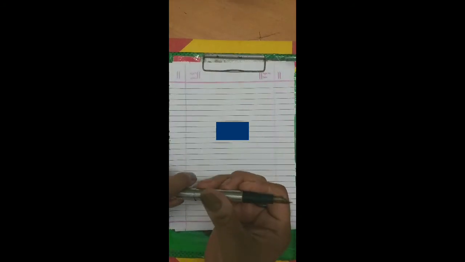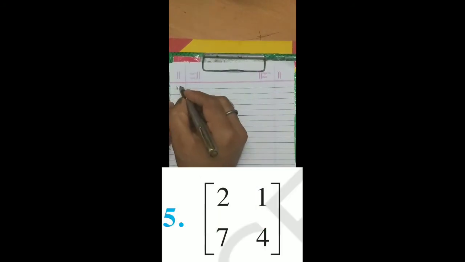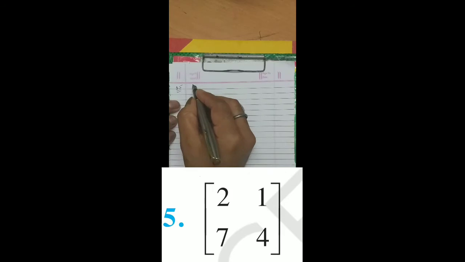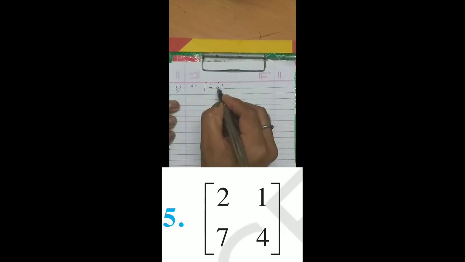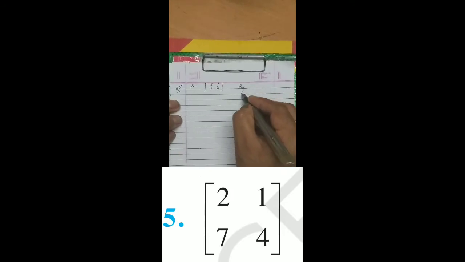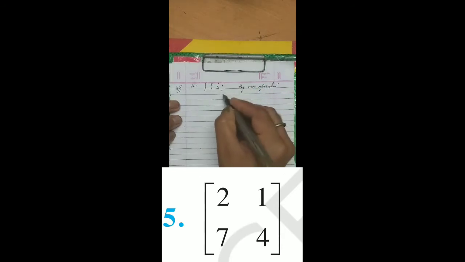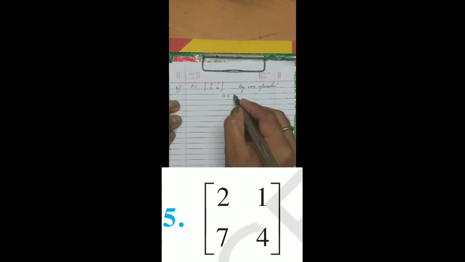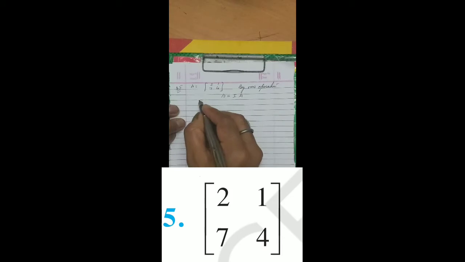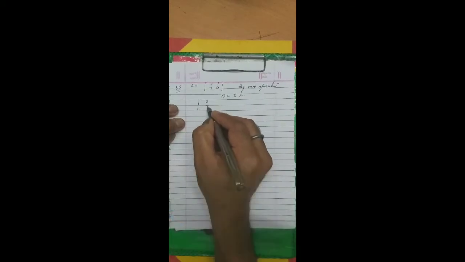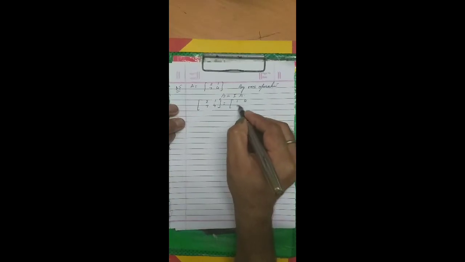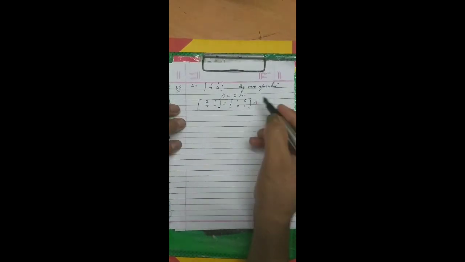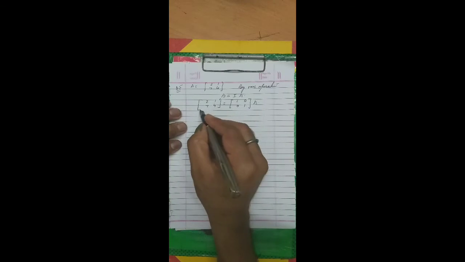Now we take question number 5. Question number 5 is matrix A is equal to 2 7 1 4. We will go by row operation, that is matrix A is equal to identity matrix into A. So the matrix A is 2 7 1 4 is equal to identity matrix 1 0 0 1 into A. This is quite simple question.